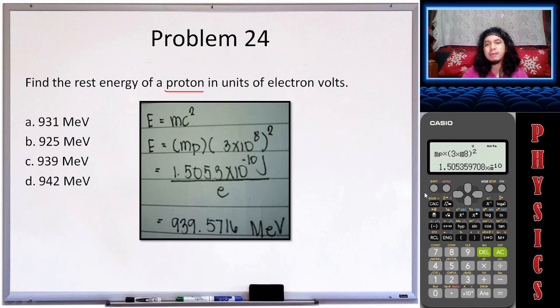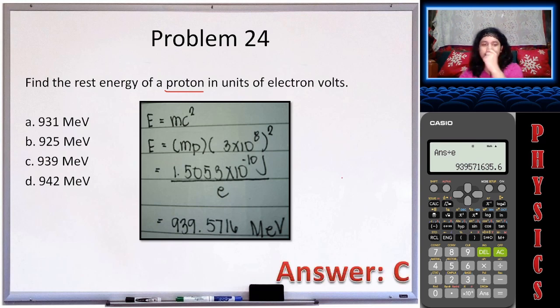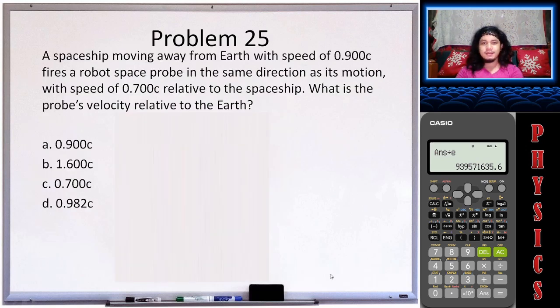Electrons kasi yung usapan natin, so dapat maliit yung makukuha nyo. So, in terms of electron volt, makikita natin, mas significant siya. So, ito yung ginagamit most of the time. Okay? So, letter C, yung pinakamalapit.